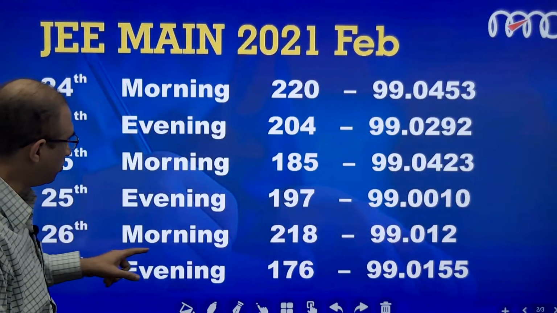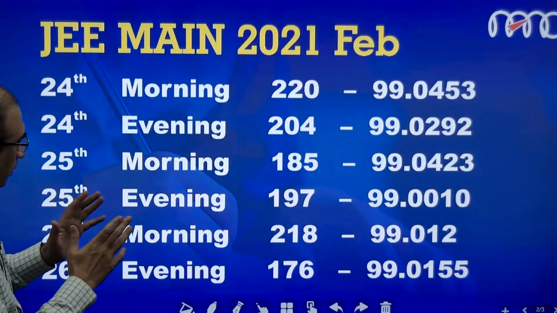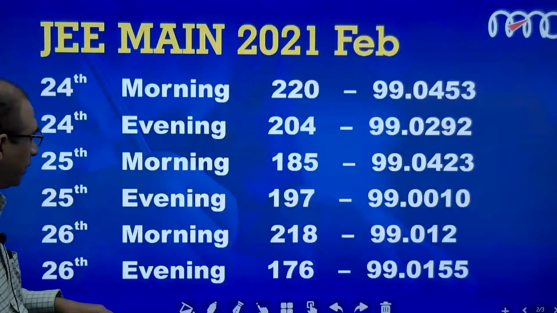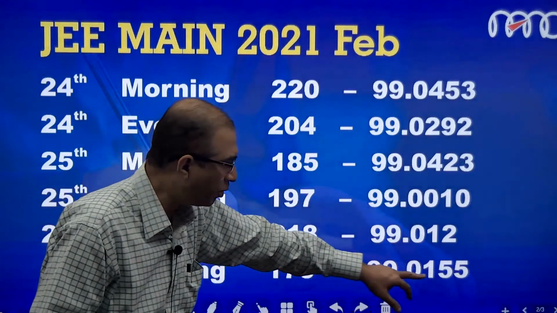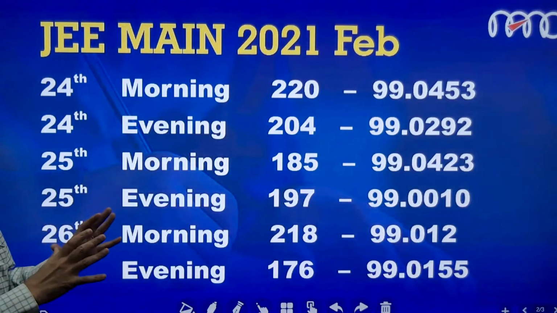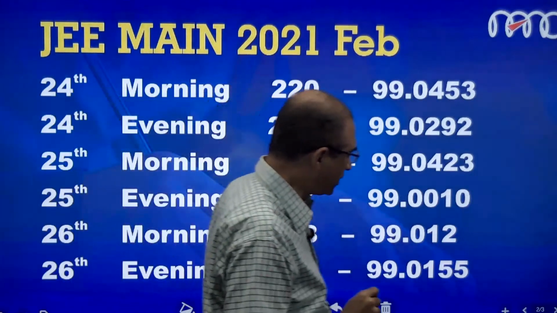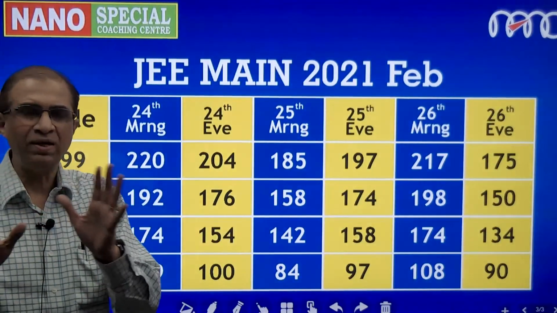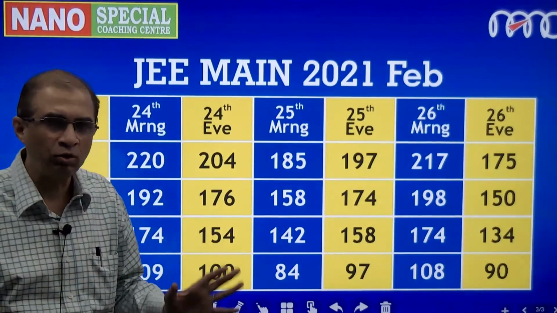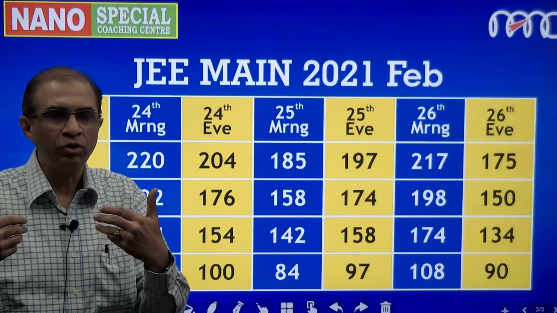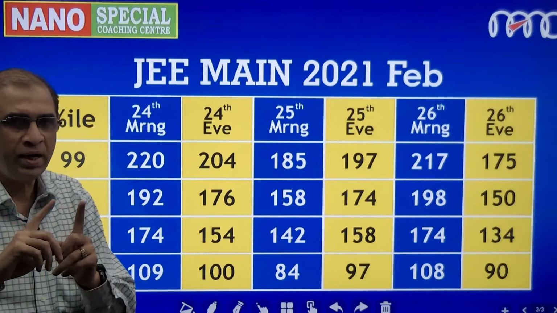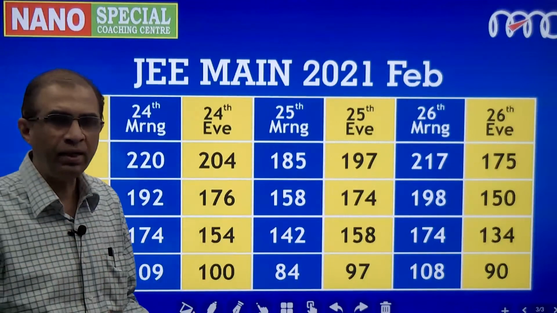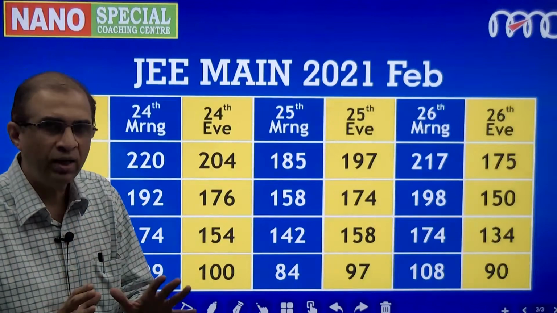99.010. 26th morning, 218. It was a relatively easy paper, 99.012. And 26th evening was a real shocker, 176 only, 99.011155. So we've collected this kind of data points, and using these data points we came up with these figures. There may be minor variations here and there. I'm not saying that this is 100% accurate, because we've collected it on the basis of the scores that we've got from students and corresponded that with the percentiles that they've got. So it may not be 100% accurate, but it will definitely give you an idea. And I would say that the trends are very, very accurate.